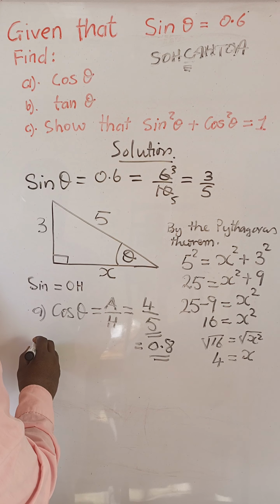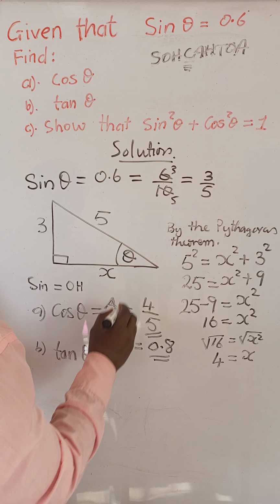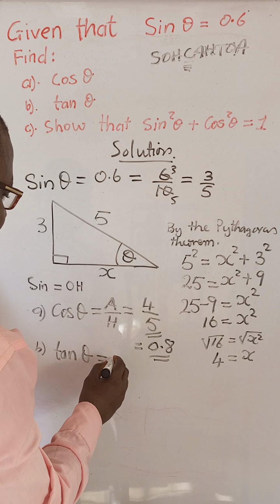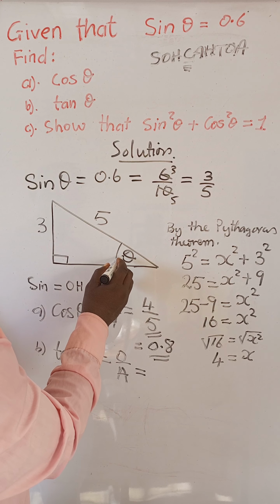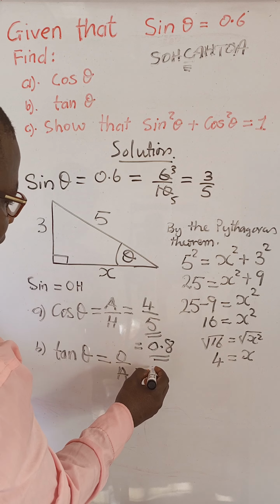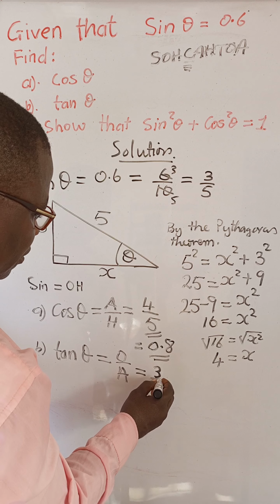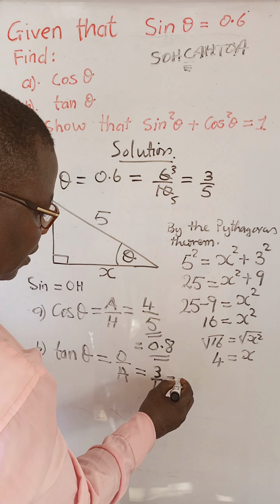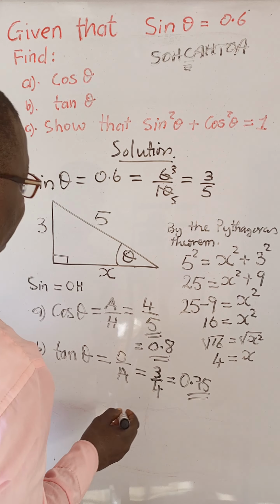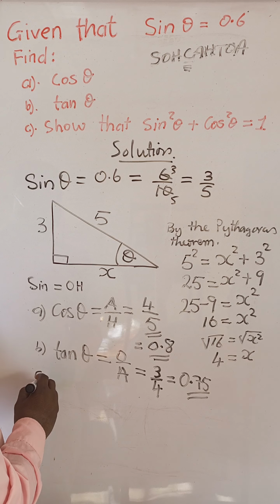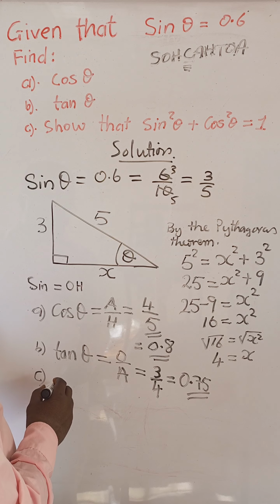for the cosine. And then now, the tangent. Tan theta, TOA, is opposite all over adjacent. This is the angle, opposite, adjacent. So it is 3 all over 4. Okay? If you want to convert to decimals, we know it is 0.75. Okay? Now, the last part, we want to show that sine squared theta plus cos squared theta equals 1.